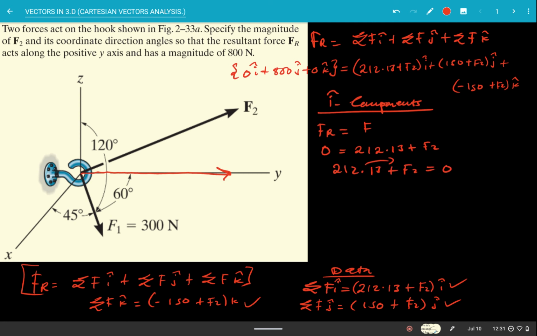You find the additive inverse, so you can just cross to the other side, or it jumps, and when it jumps, the sign changes. So it's going to be minus 212.13 in the I. So that's the I component of F2. Now, let us find the J component.